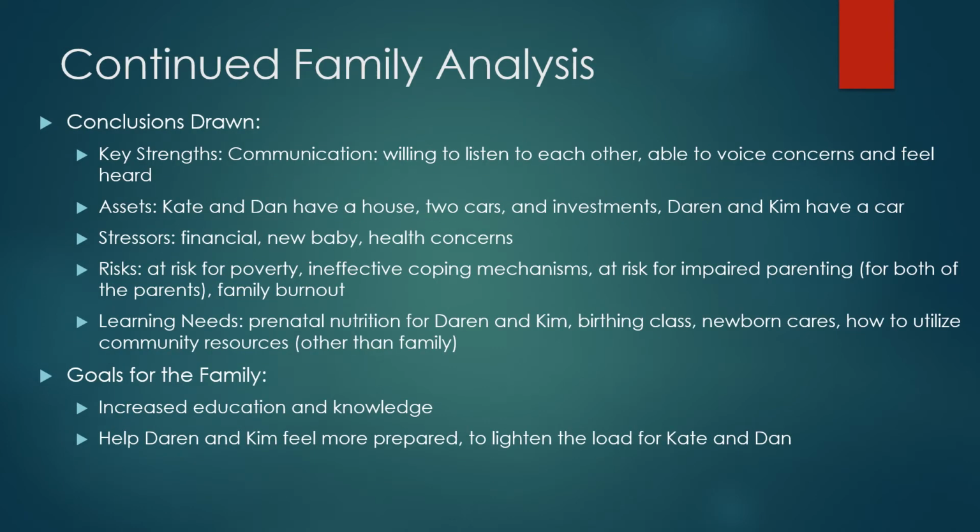Continued family analysis, so conclusions drawn: they're really great with communication. They're willing to listen to each other, able to voice concerns, and feel heard. Assets: Kate and Dan have a house, 2 cars, and investments. Darren and Kim have a car. Stressors: financially, of course, the new baby, and health concerns, that hypertension.